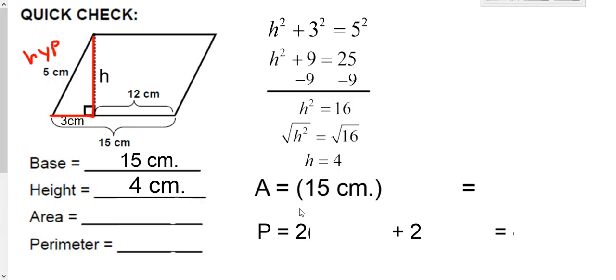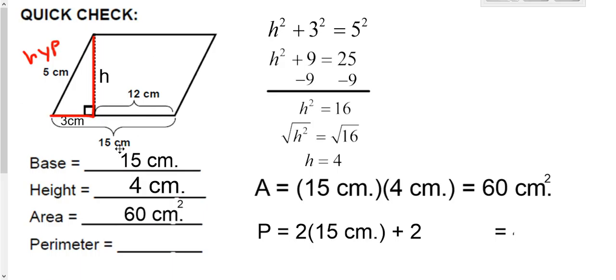Area again is base times height. The whole base is 15. That height we just figured out was 4 centimeters. And we get 60 square centimeters. For the perimeter again, there are 2 of these sides, 2 times 15, plus 2 of these sides, 2 times 5 centimeters. And that equals 40 centimeters. Alright, if you have any questions, let me know.